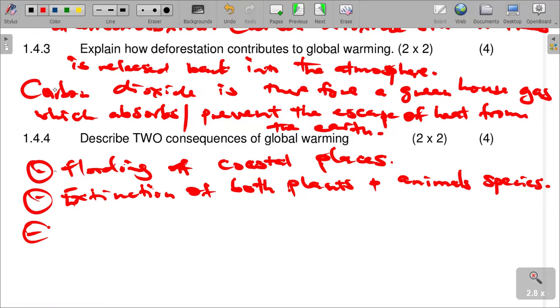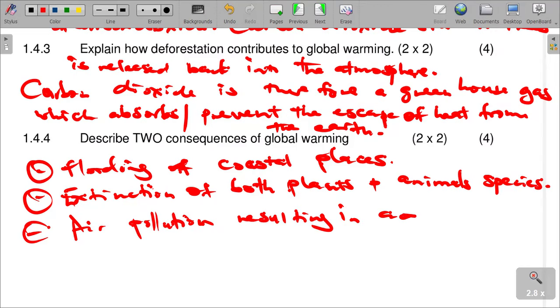And then we can also talk about air pollution. You can have problems of air pollution resulting in acid rainfall. What does the acid rain do? It also destroys both plants and animals.